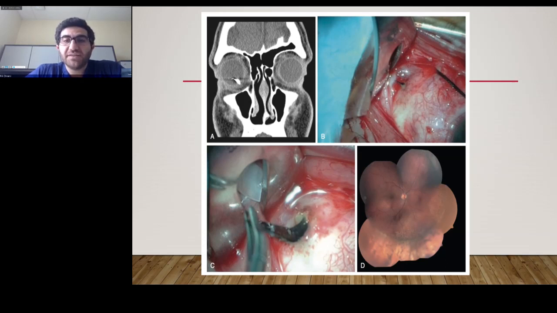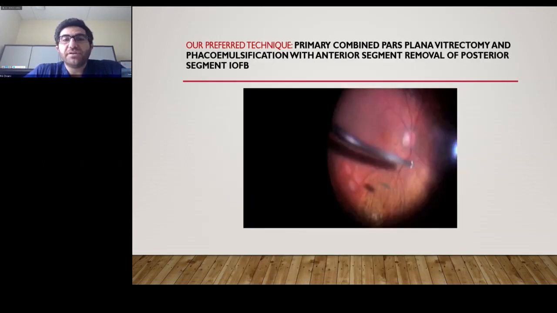As you can see in this image, the retina is pretty good and the visual acuity is good. I prefer the technique of removing the intraocular foreign bodies through a corneal incision. This can help us to avoid doing a large sclerotomy, and we usually do this combined with phaco.